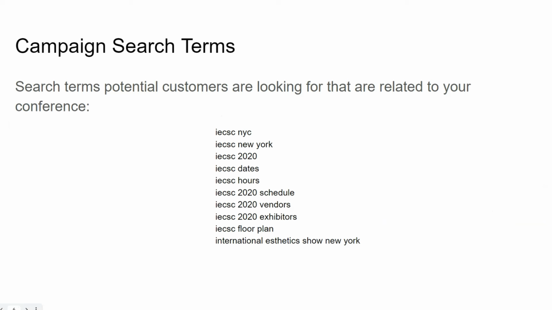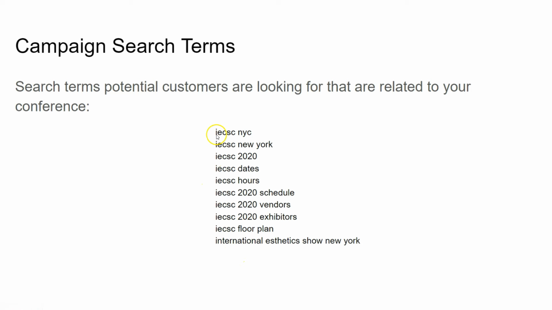Well, it starts with looking for search terms. And this is a campaign that I ran for another client of mine. They're actually in the salon and spa industry, and they were going to be attending the International Aesthetics Show coming up. And so the first thing I would do is look up what people might be searching related to this particular trade show.